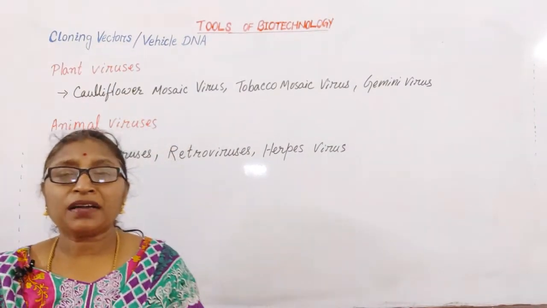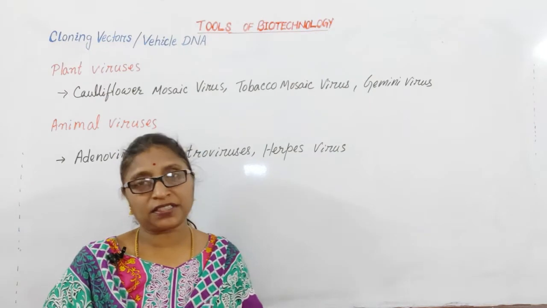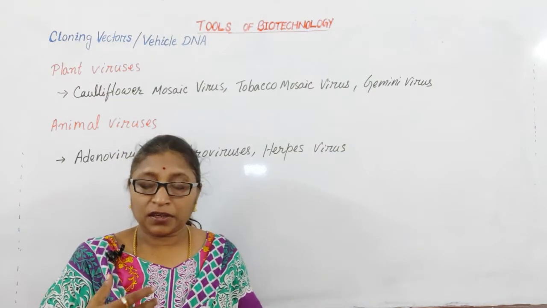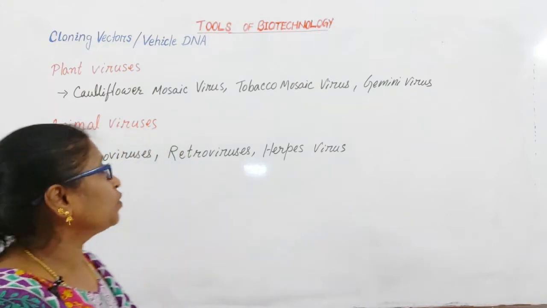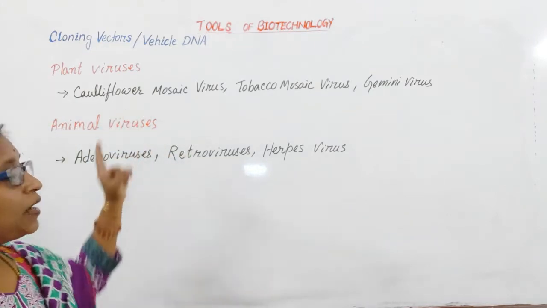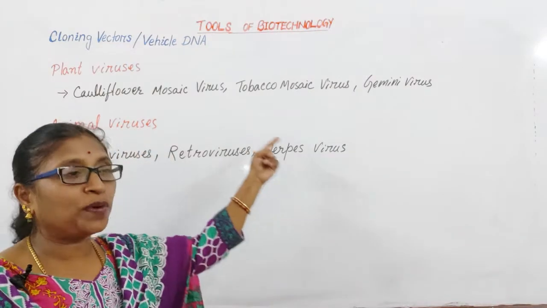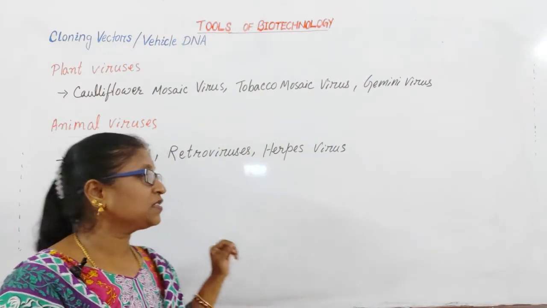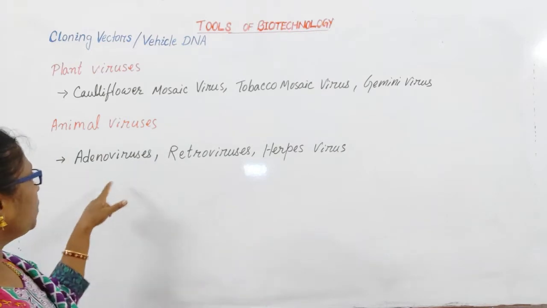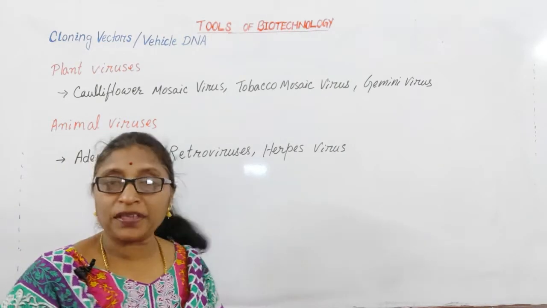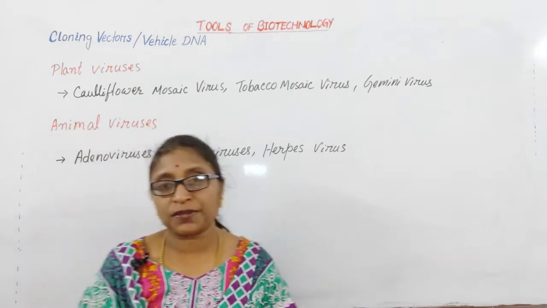Okay, then the plant and the animal viruses. The plant viruses and animal viruses are also used as the vector or vehicle DNA, cloning vector or vehicle. The plant viruses like the cauliflower mosaic virus, the tobacco mosaic virus or Gemini virus, even the animal viruses like adenovirus, retroviruses and herpes viruses are used.